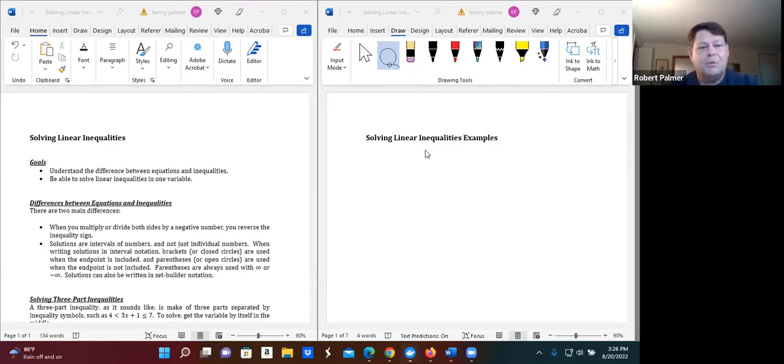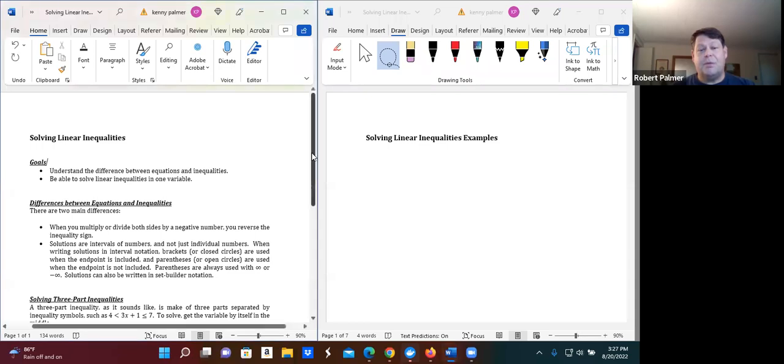Hello. So today we're talking about solving linear inequalities. And like a linear equation, linear inequality means that if your variables, however many variables you have, they're all the first power. Today we're going to focus on solving linear inequalities in one variable. So our goals will be first to make sure that we understand differences between equations and inequalities, and then also be able to solve linear inequalities in one variable.